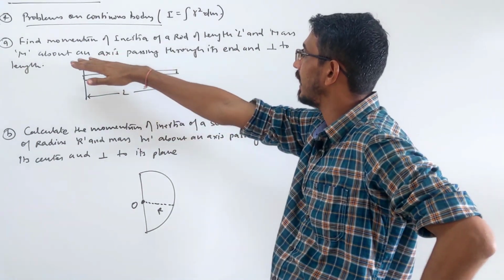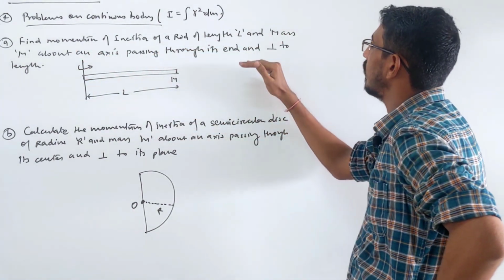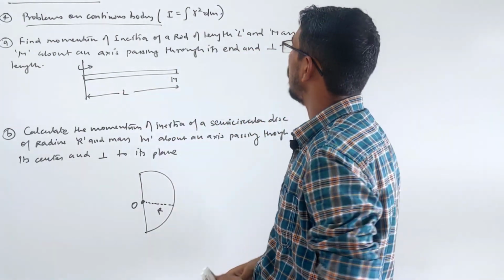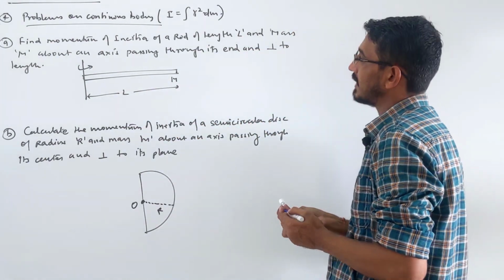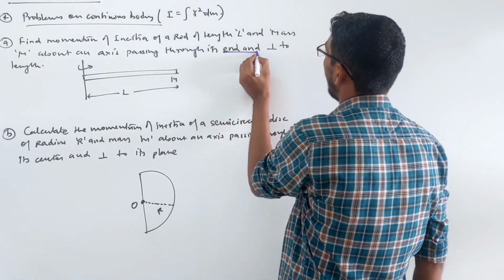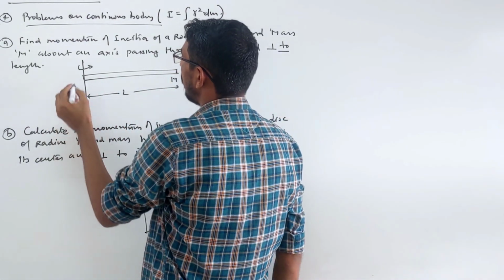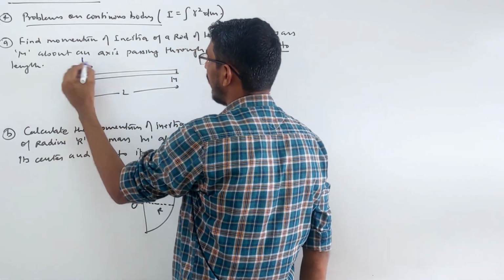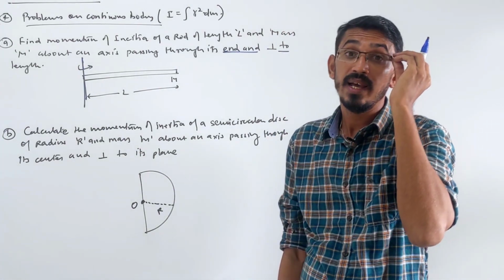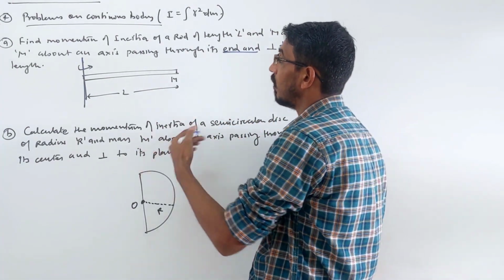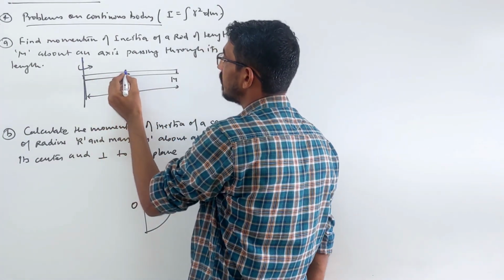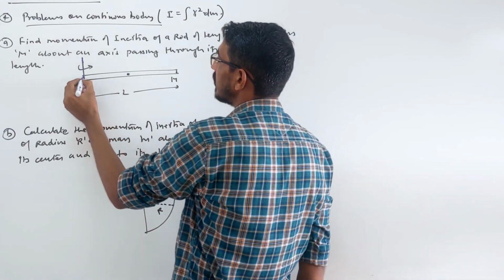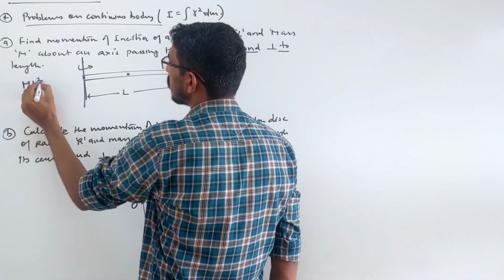The question asks: find the moment of inertia of a rod of length L and mass m about an axis passing through its end and perpendicular to the length. Means we are rotating this rod about the end of the rod. Then what is the moment of inertia? You already know the answer: if you rotate about the center, it becomes ml square by 12. If you rotate about the end, it becomes ml square by 3.